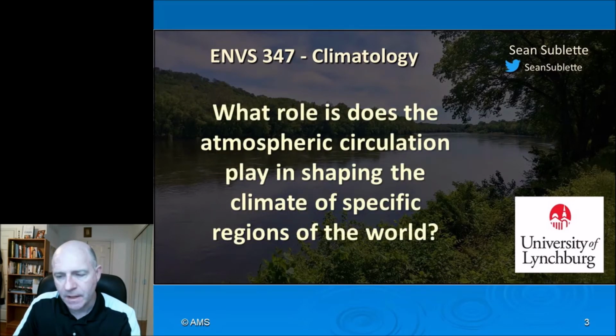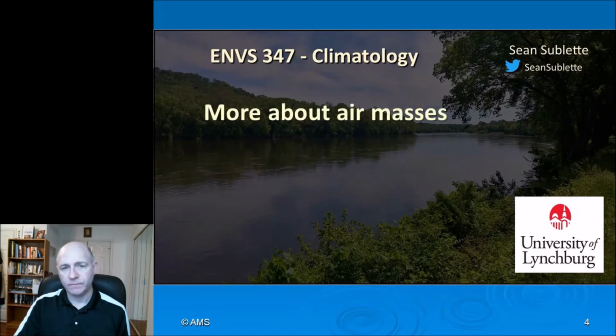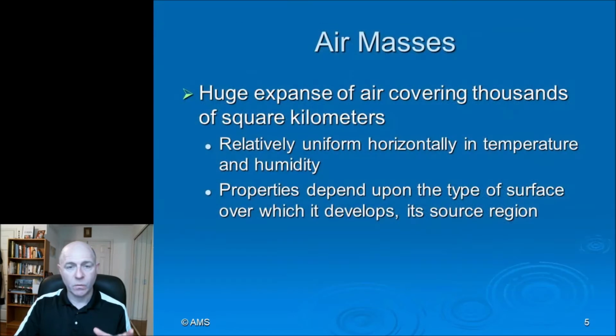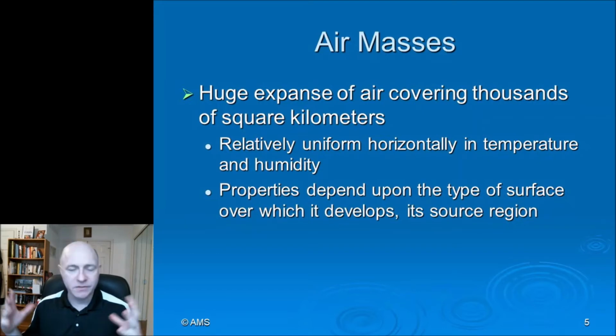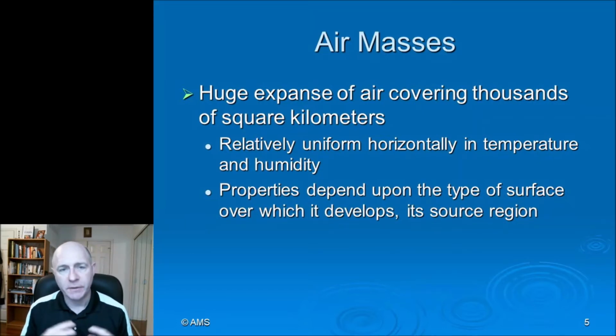So, back to the subject matter at hand. What role does the atmospheric circulation play in shaping the climate regions of the world? Let's go back and review air masses, which we touched on with the last lecture. A huge expanse of air covering thousands of square kilometers, square miles, whatever. But they're relatively uniform horizontally in temperature and humidity.